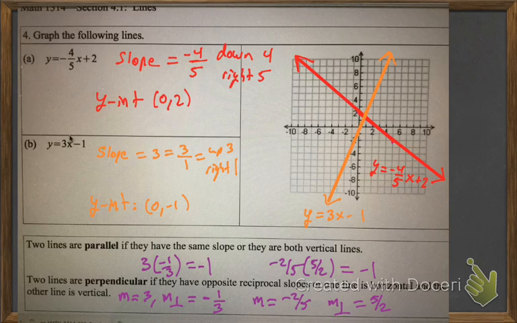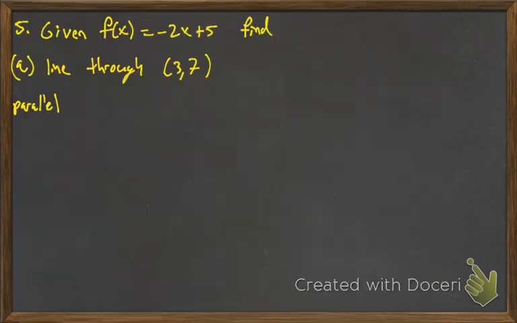Okay, so we're going to do an example where we're given a line, and then from that we need to construct, and we're going to give it a point, a parallel and perpendicular line through a given point to the given line. All right, so we're going to be given the line f of x equals -2x plus 5, and we're going to find the line through (3, 7) that is parallel to this given line.